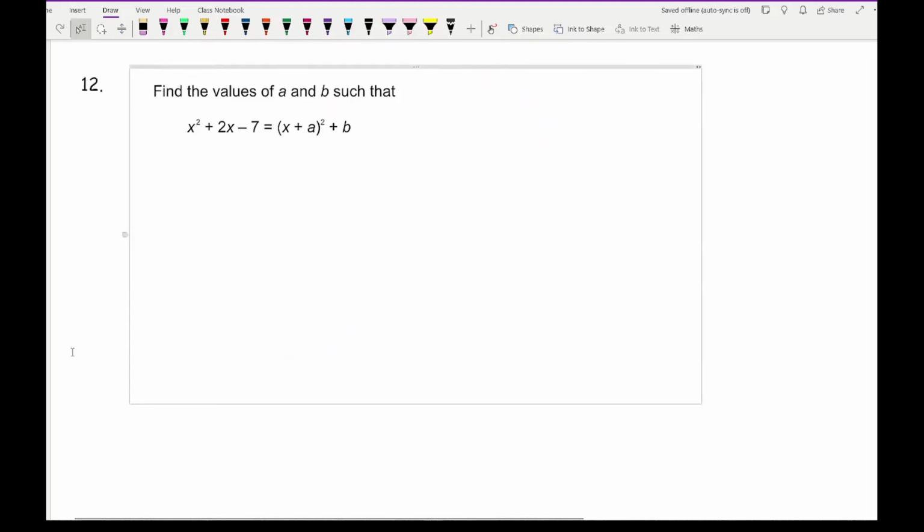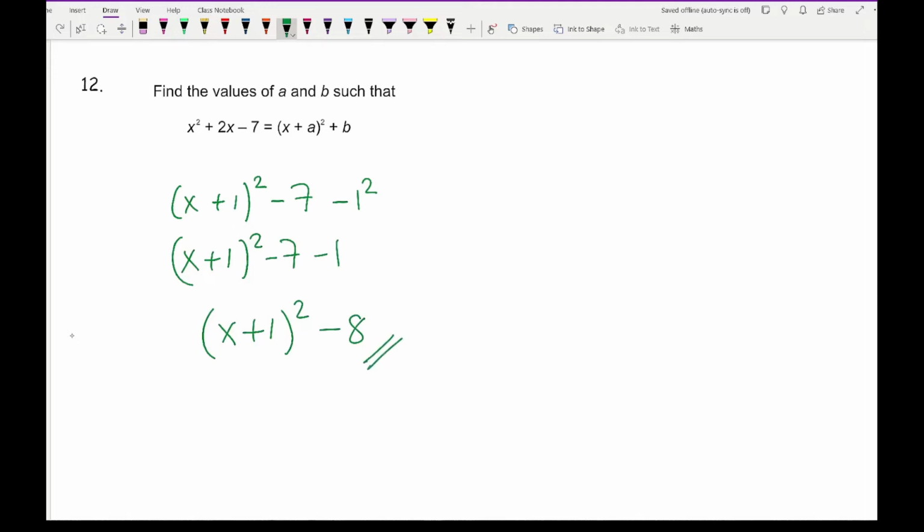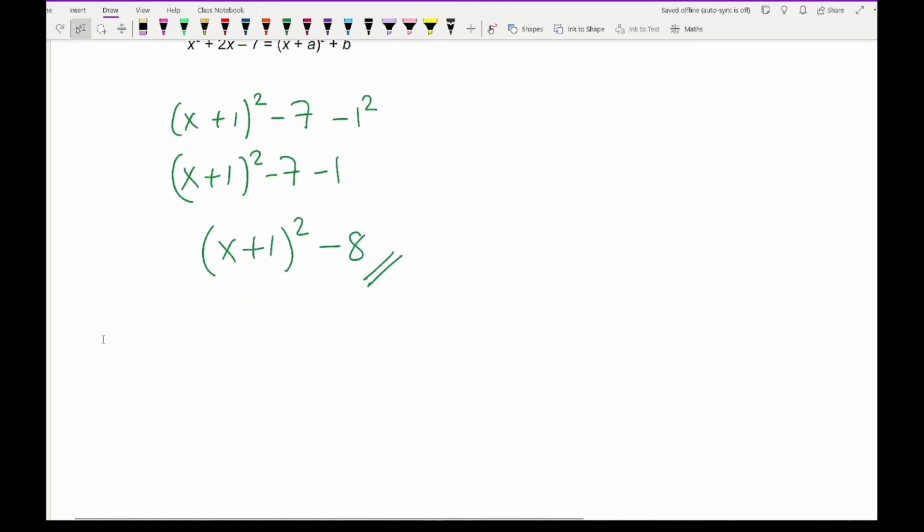Moving on to question 12, it says find the values of a and b such that. So again, we want to use completing the square. So here I've got x plus 1 squared minus 7 minus 1 squared. So I've got x plus 1 squared minus 7 minus 1, which leaves me with my final answer of x plus 1 squared minus 8.